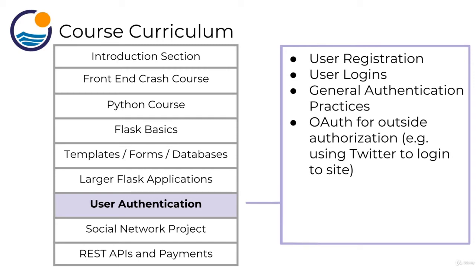Those are things like user registration, user logins, just general authentication practices such as storing passwords, and we'll even talk about OAuth for outside authorization. Those are the kind of things when you go to a website and it says log in with Facebook or log in with Google or log in with Twitter. That's called authorization, so you basically let another website handle your authorization. We're going to show you how to do that with something like Twitter to log into the website in case you don't want to implement your own registration or login practice.